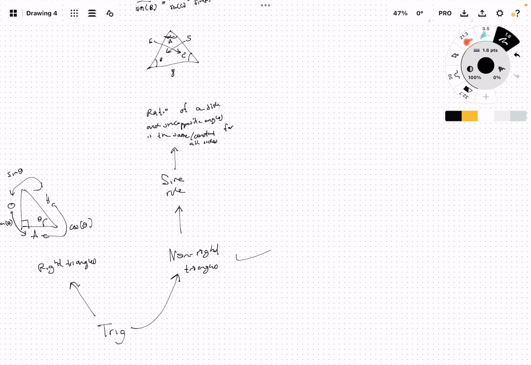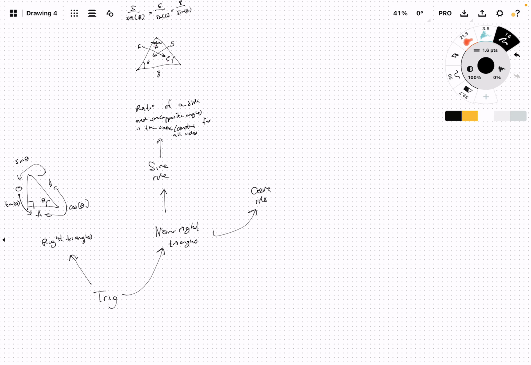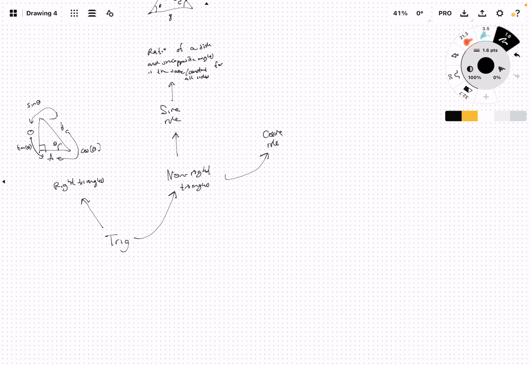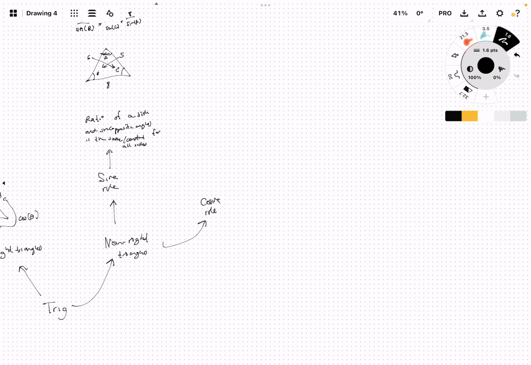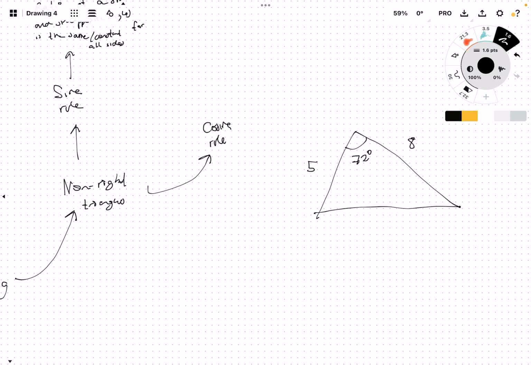Now the cosine rule is actually a slightly different rule. And let's get into it now. This is another rule that also works for non-right triangles. But before I tell you the rule, let's motivate this. Say we have a problem like this: 5, 8, and this angle's 72 degrees.